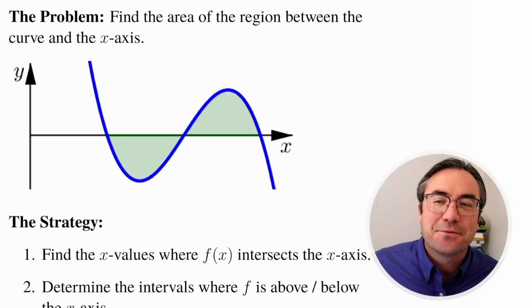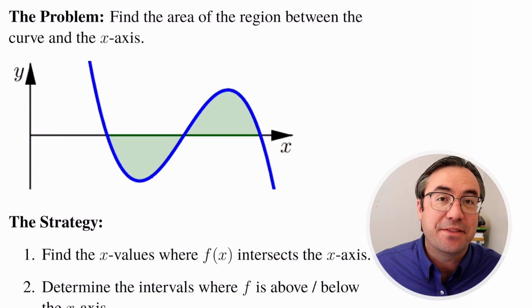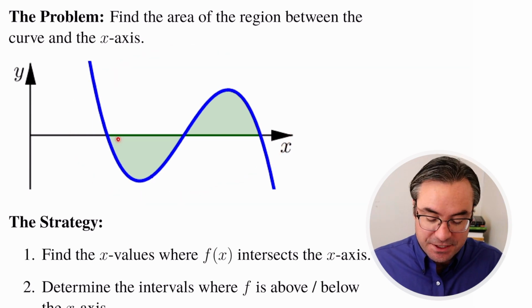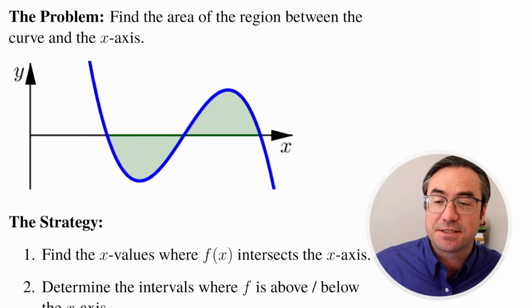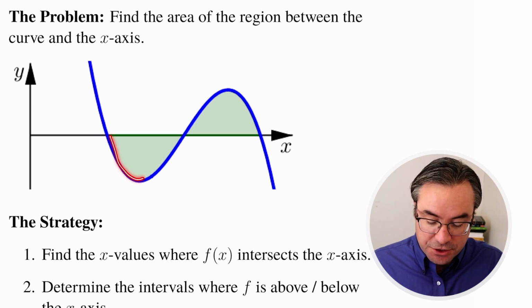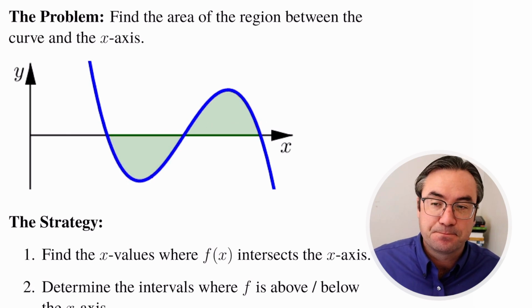Welcome, everyone. For today's prep, we're going to see how to find the area for a region that looks like this. So we have a section that goes below the x-axis, and we have a section that's above the x-axis. And we want to find just the total area for those shaded regions.